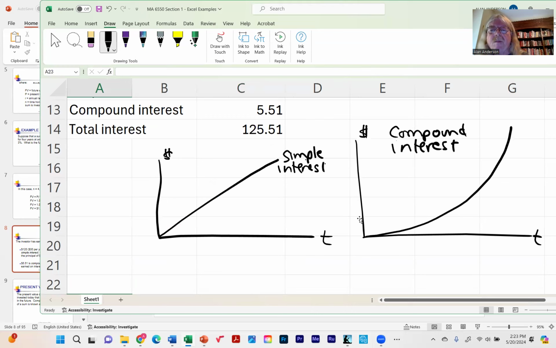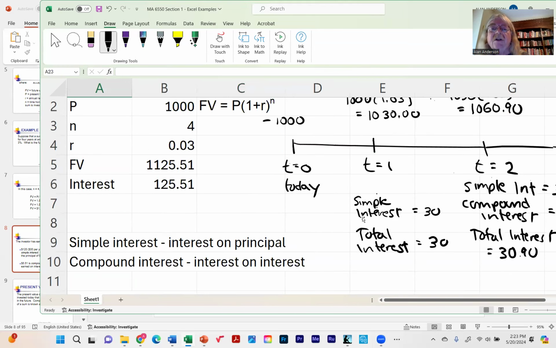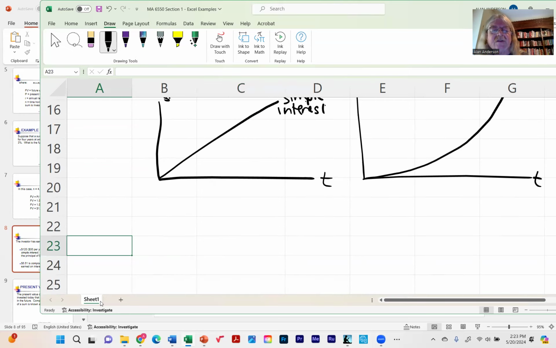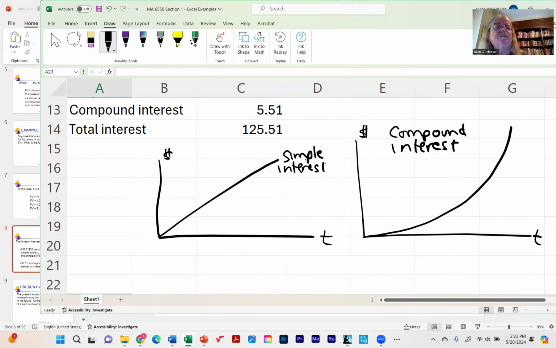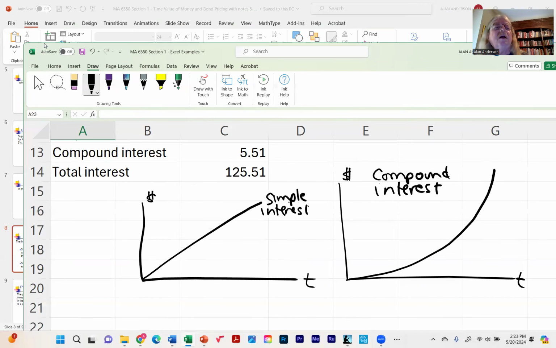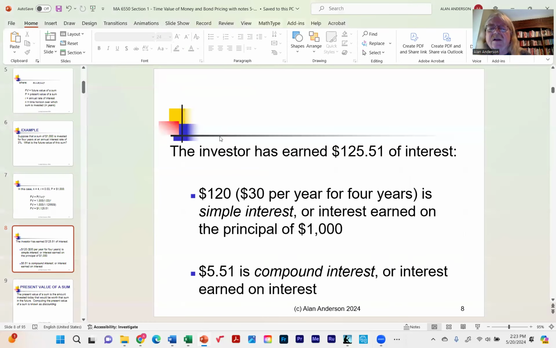Okay, so that's future value of a sum. We just saved this real fast. By the way, I'm going to post this on Blackboard along with any notes that I write on these slides. And the slides themselves are already posted.